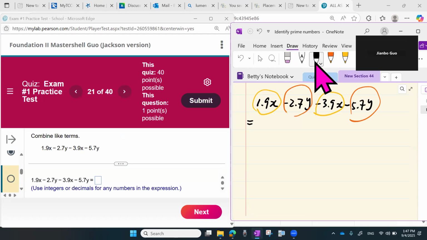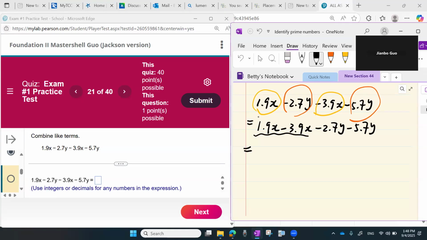How about we put the like terms close to each other: 1.9x minus 3.9x, and then negative 2.7y minus 5.7y. I just switch the order so the like terms are next to each other. Now let's combine them. When we combine like terms, we combine their coefficients and keep the variable part unchanged.